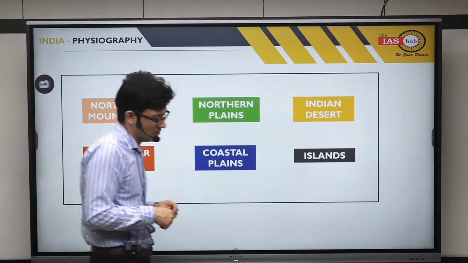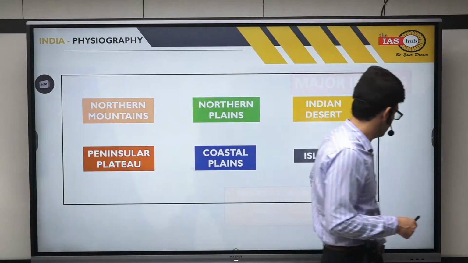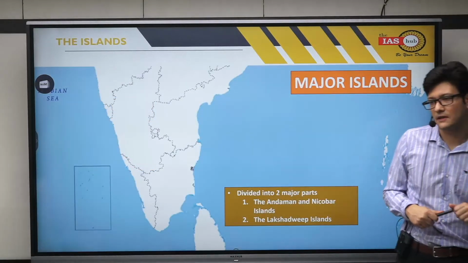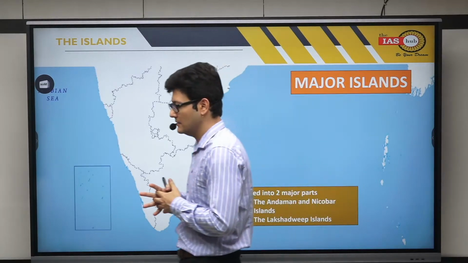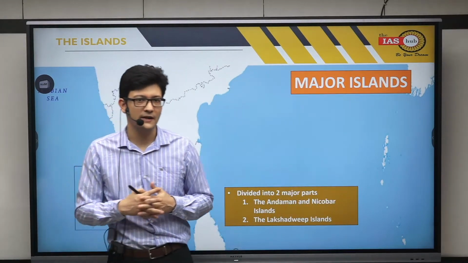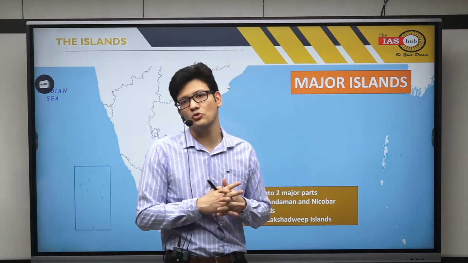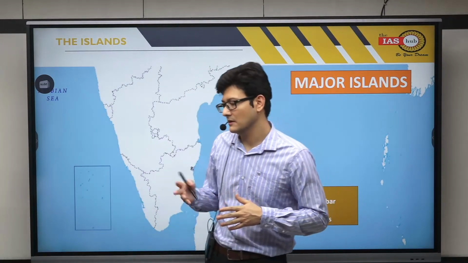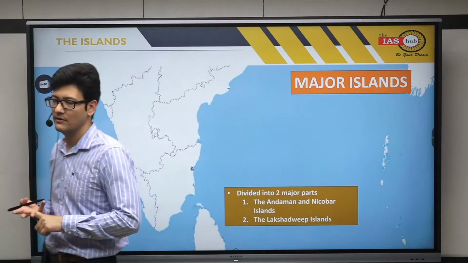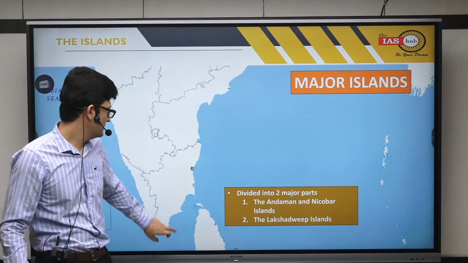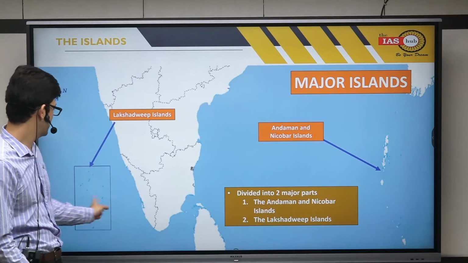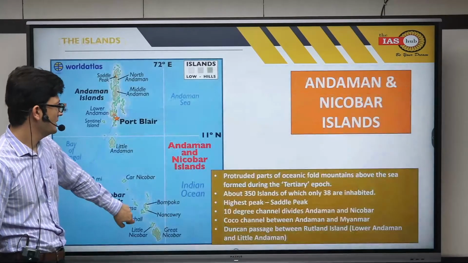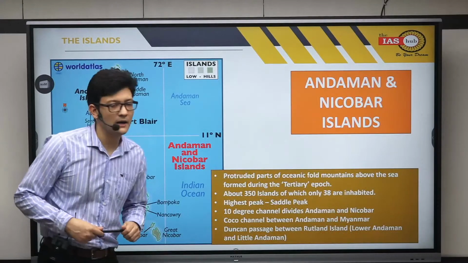Now the coastal plains are done. We'll take up islands. There are certain islands which are present in India. If we are categorizing them on the basis of their area and group of islands, we are dividing the islands into two major parts, which are the Andaman and Nicobar Islands, and the second one would be the Lakshadweep Islands. So you'll find the Andaman and Nicobar Islands over there, and the Lakshadweep Islands over there. So now we'll take up the Andaman and Nicobar Islands.